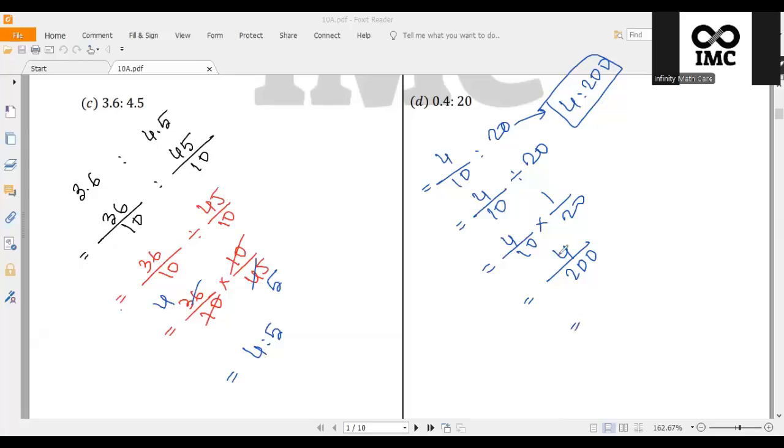Now convert. If we divide numerator and denominator both by 4, we'll get 1 by 50. So my final answer will be 1:50. That is the simplest form of the given ratio.